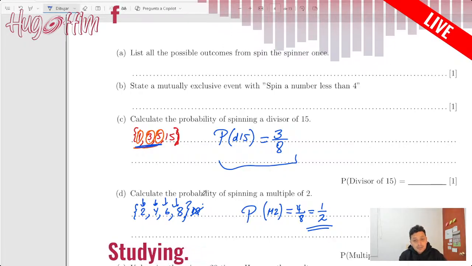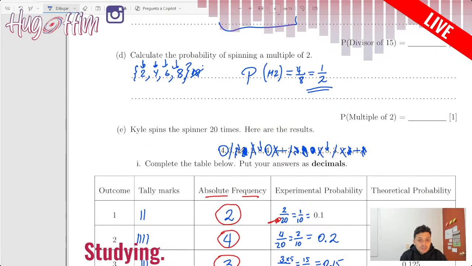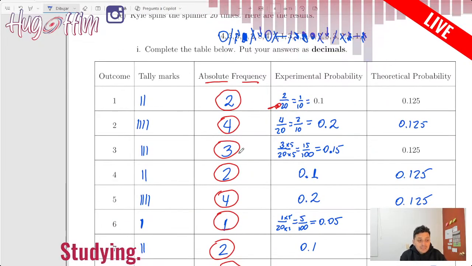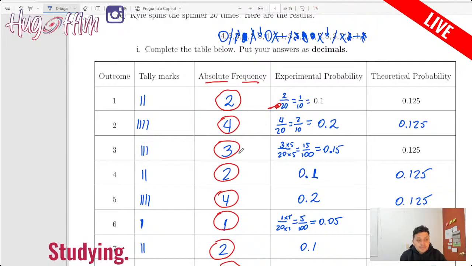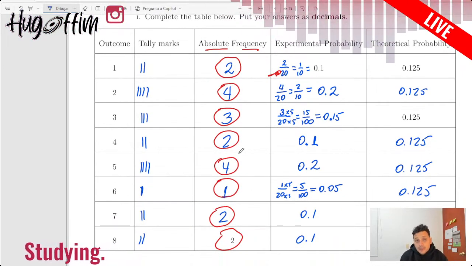You must check the experiment to calculate it. Now, what is expected? What is expected is that when you perform the experiment many times, you're going to get the theoretical probability. In this case, we did it only 20 times.